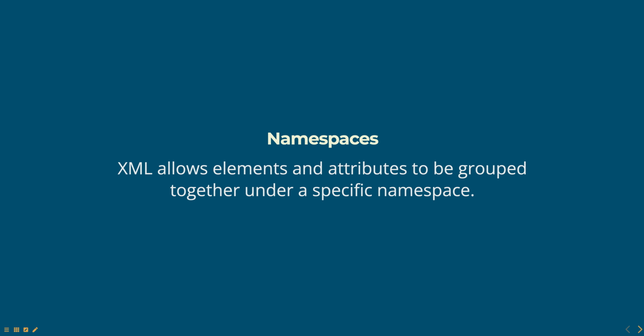Namespaces. XML allows elements and attributes to be grouped together under a specific namespace. Namespaces are used to avoid naming conflicts between elements with the same name but with different sources. Namespaces are identified by a URI, that is Uniform Resource Identifier, which must be unique.